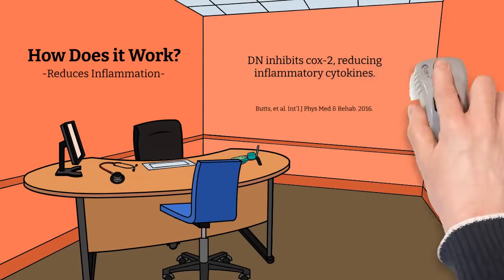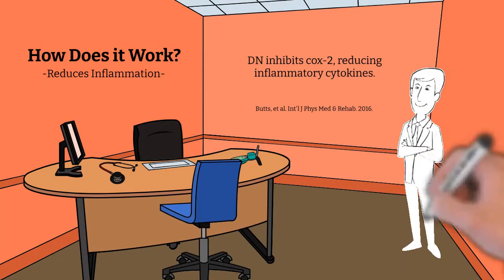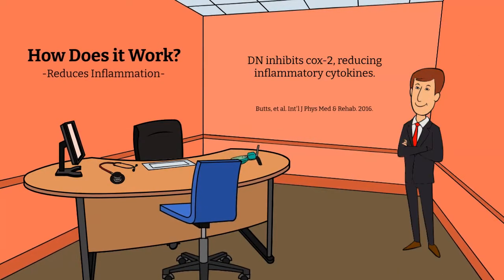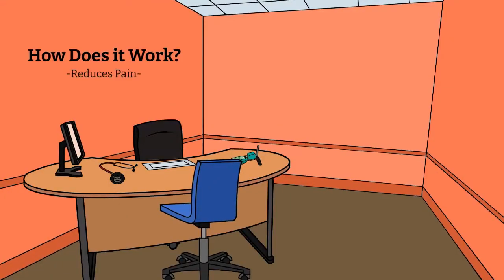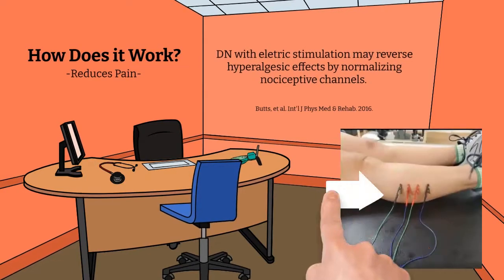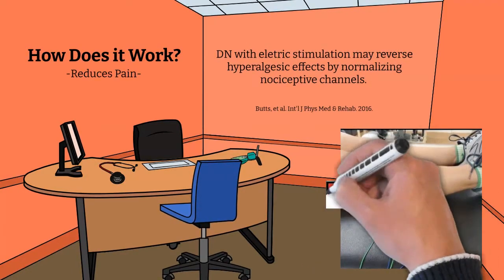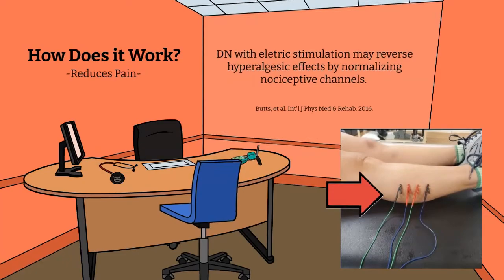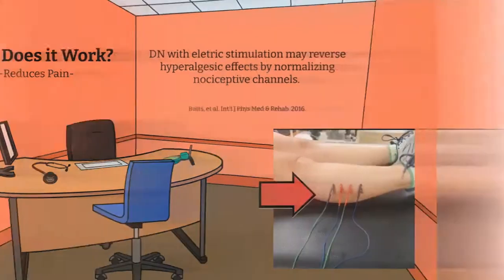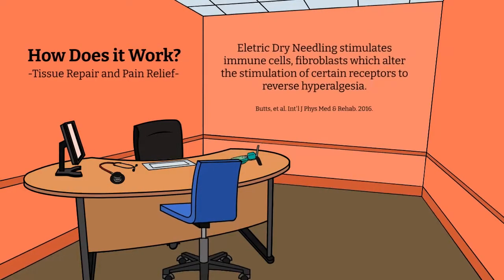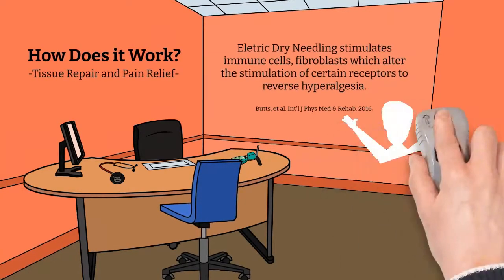Dry needling reduces inflammation by inhibiting COX-2 enzymes, which in turn reduces inflammatory cytokines. Dry needling can reduce pain with electrical stimulation by reversing hyperalgesic effects by normalizing nociceptive channels. Electric dry needling stimulates fibroblasts, which aid in tissue repair and alter the stimulation of certain receptors to reverse hyperalgesia.